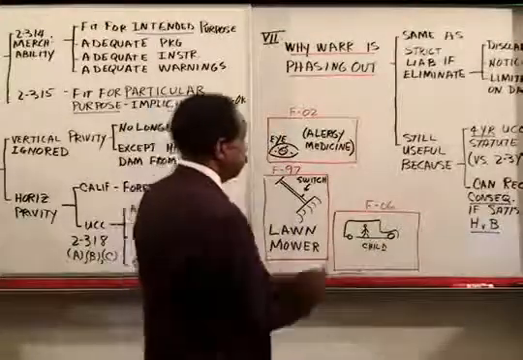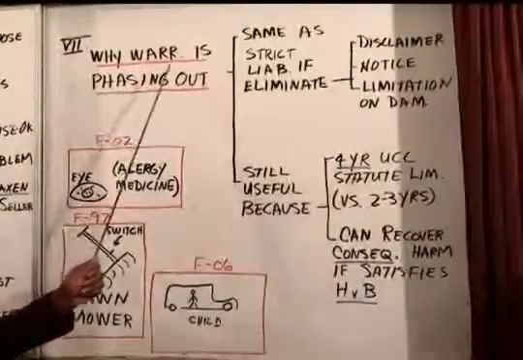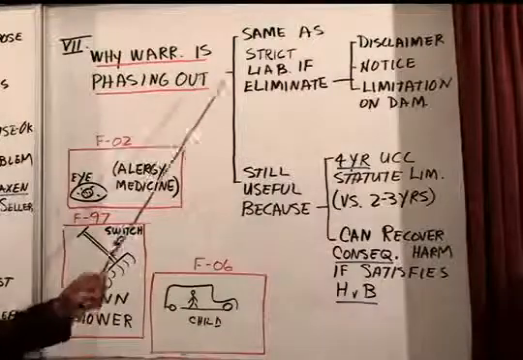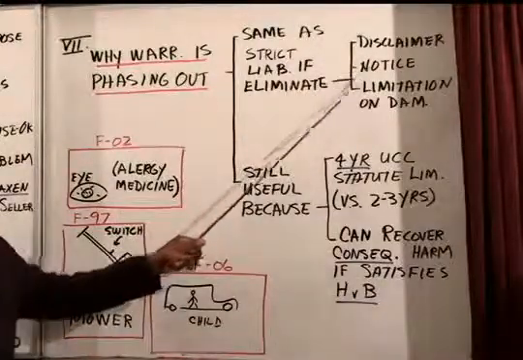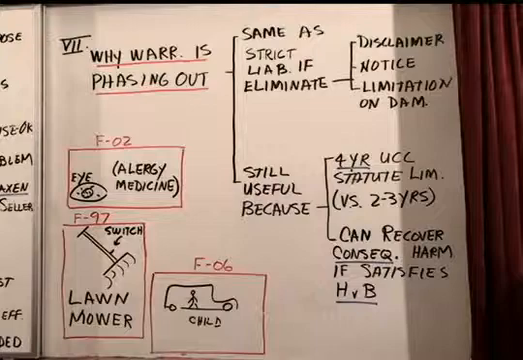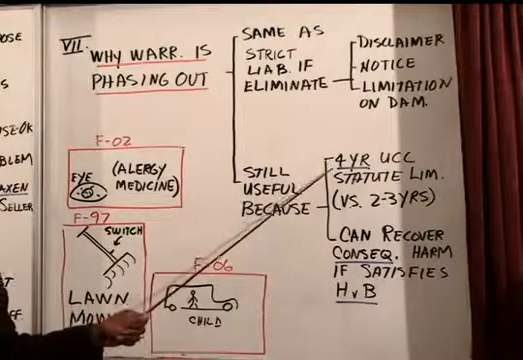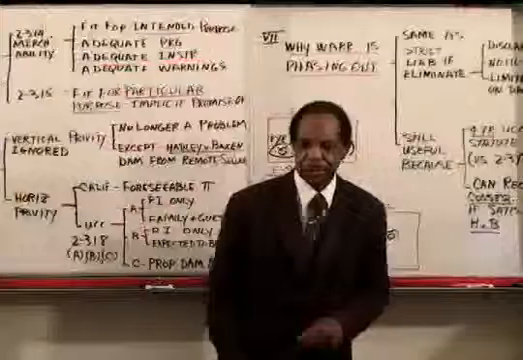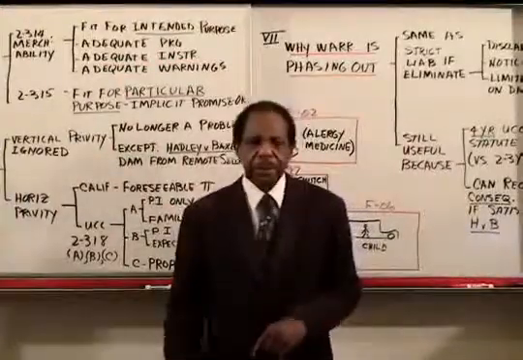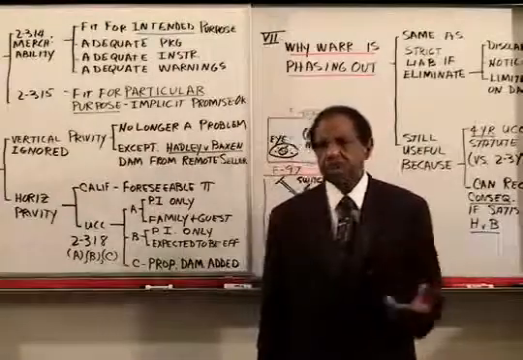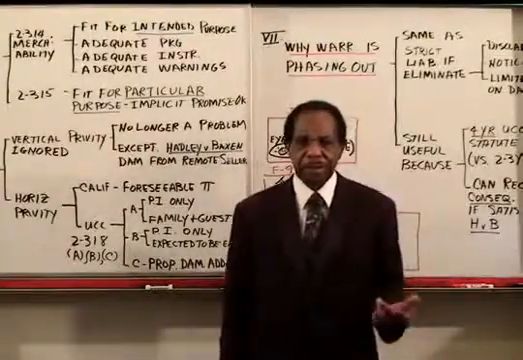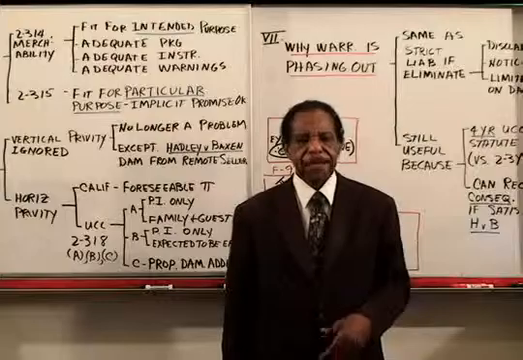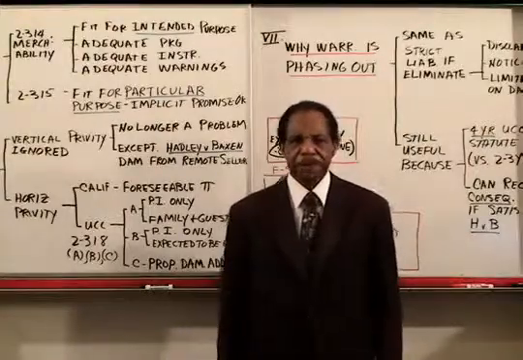I did mention why the warranty claims are phasing out. And again, if you get rid of the disclaimer and notice and limitations on damages, warranty claim is the same as a strict liability claim, except that you get a 4-year statute of limitations and you may be able to recover consequential damages. So that's our lecture on the breach of warranty aspect of products liability. I think it's everything you need to know about the subject, and that's the end of this lecture.